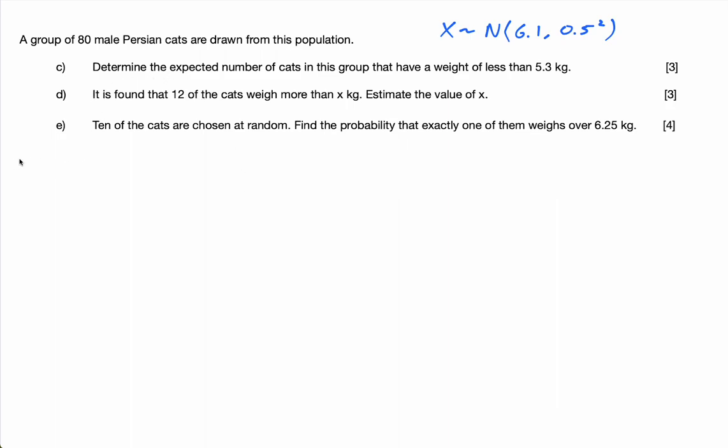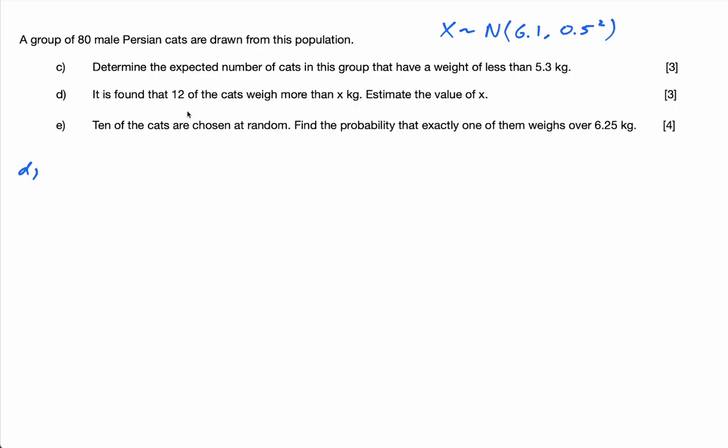Okay, so I'm just doing part D here. I've brought in the previous part there just because we're still talking about 80 male Persian cats. This is still linked to these three parts. So it says 12 of the cats weigh more than X kilograms. Estimate the value of X, right?